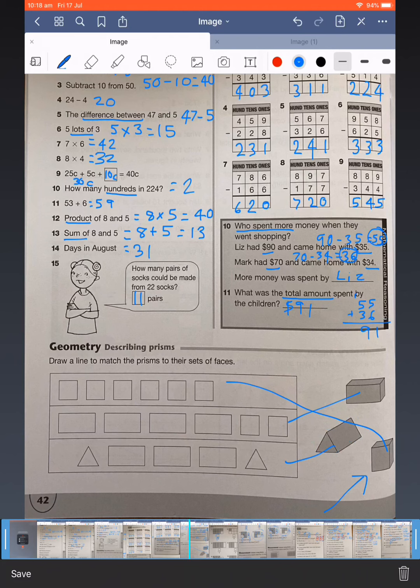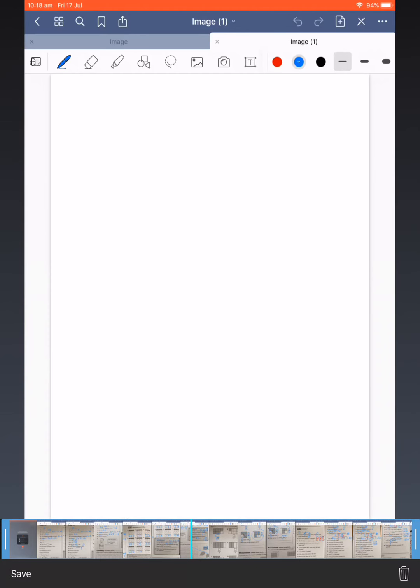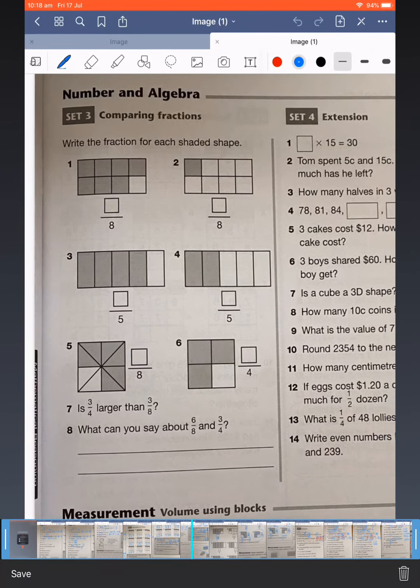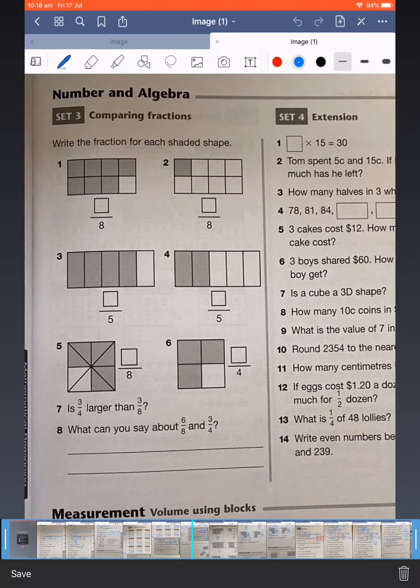And I'm going to go over to the second page because we need to make sure that we're doing both pages. Okay, it is very important. So let's have a look. Set number 3, comparing fractions. Okay, so write the fraction for each shaded shape.